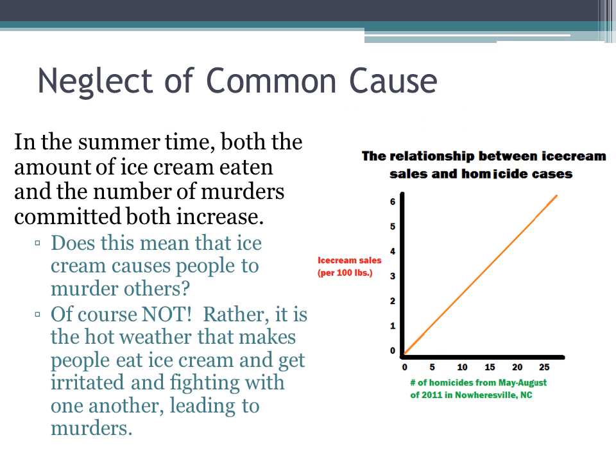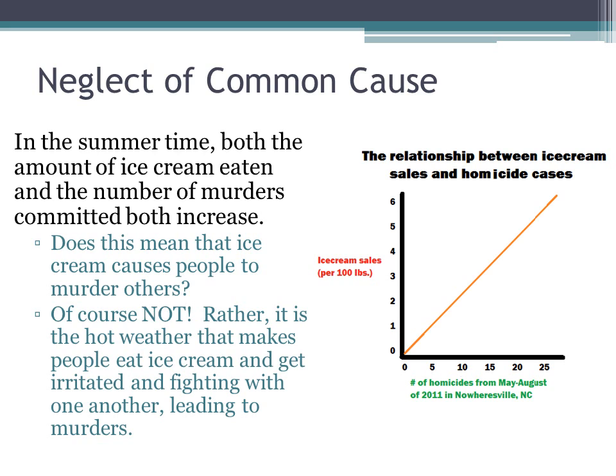Another element in the correlation causation mistake is this concept of neglect of common cause. So let's look at an example first. In the summertime, both the amount of ice cream eaten and the number of murders committed increase. So does that mean that ice cream causes people to murder? I don't think so. Rather, it is the hot weather that makes people eat ice cream, and it is also the hot weather that gets people irritated and fighting with one another, which eventually leads to murders.